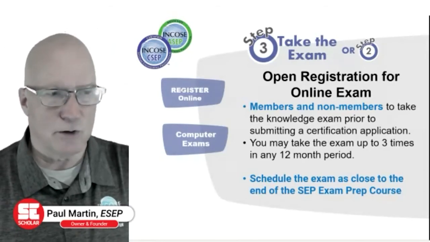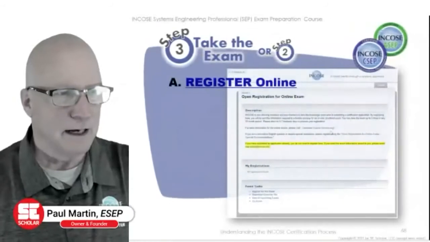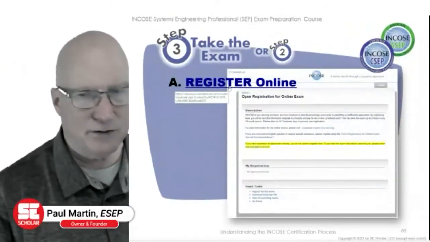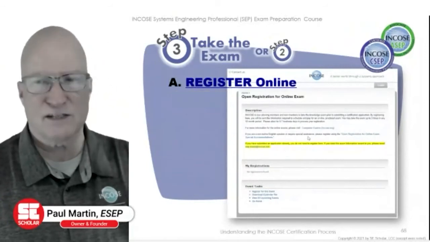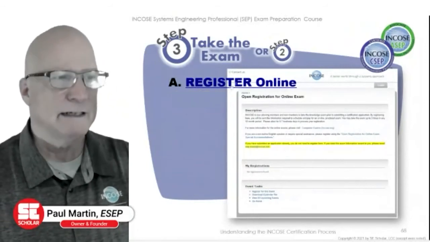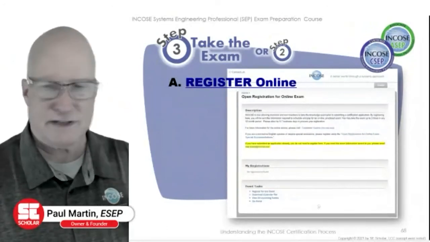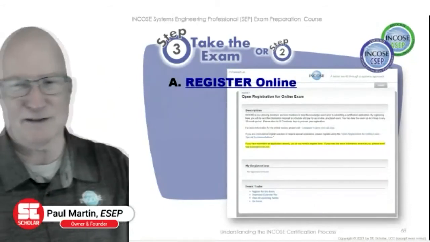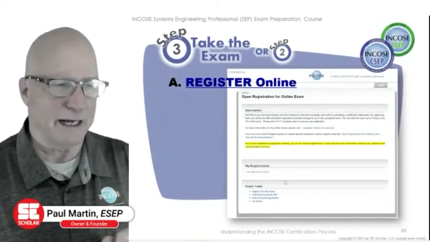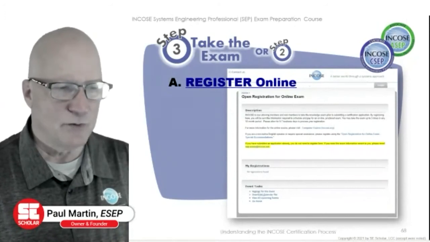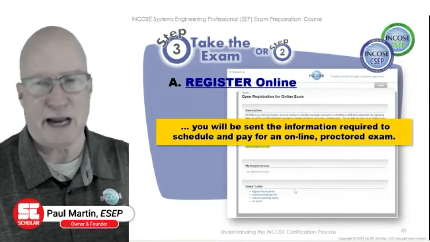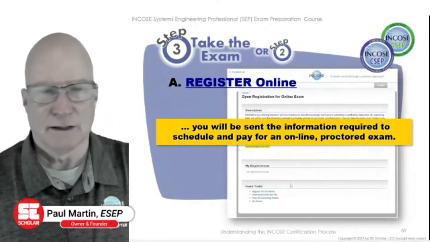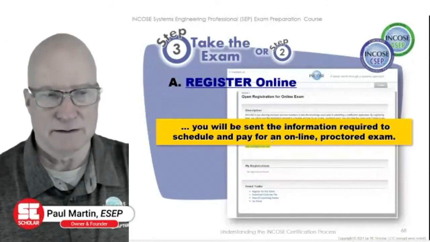Now you register online by going to this link here. By the way, when I send you these, this brief will be on the Canvas site and you can click on that. You can also see it on the website. It's kind of tricky to get to. Go to computer exams, there's a link there. Eventually you'll get to this point. Basically you register for the event, give them your name, and they send you information about how to schedule and how to pay for it.